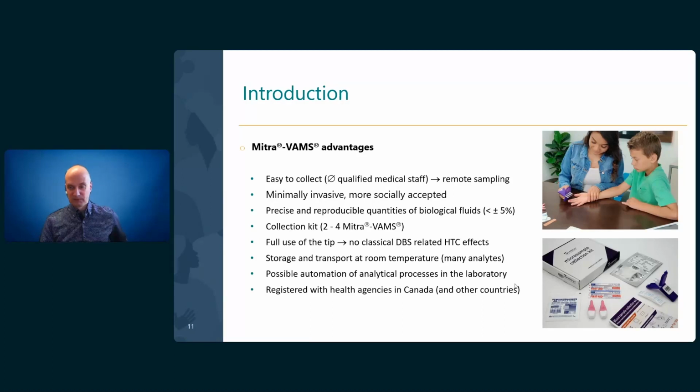So you have clamshells, you have bandage gauze, and everything you need to collect the sample yourself. One of the other advantages is the full use of the tip. So the small volume you collect, either 10, 20, or 30 microliters, can be used in one shot. In this way, there are no classical effects related to hematocrit. So this is a huge advantage.